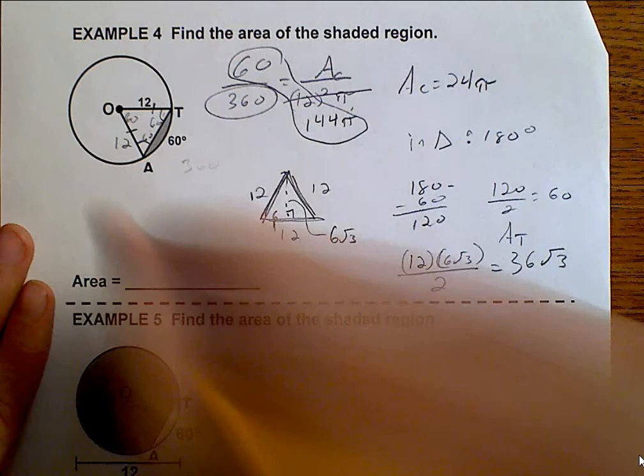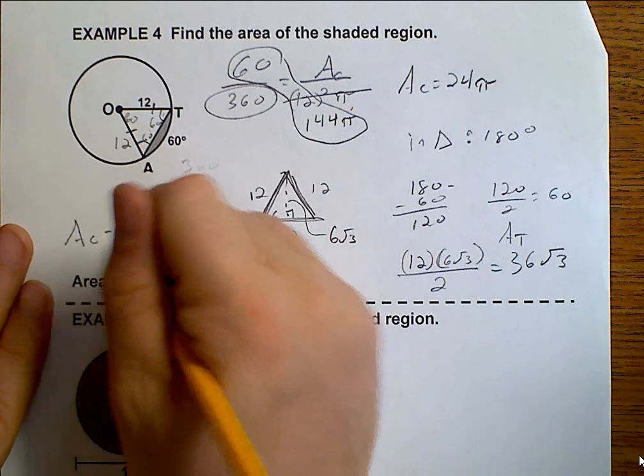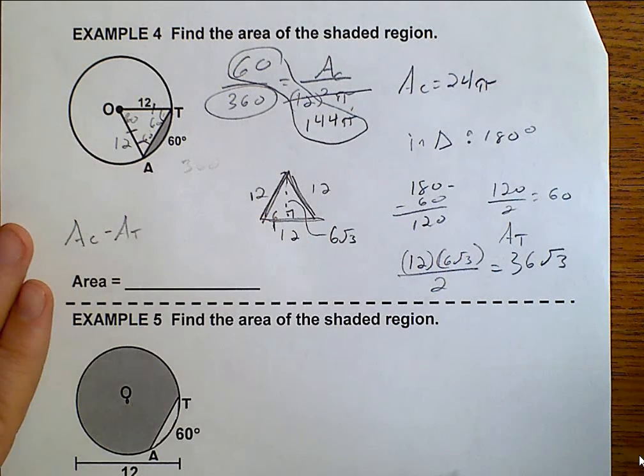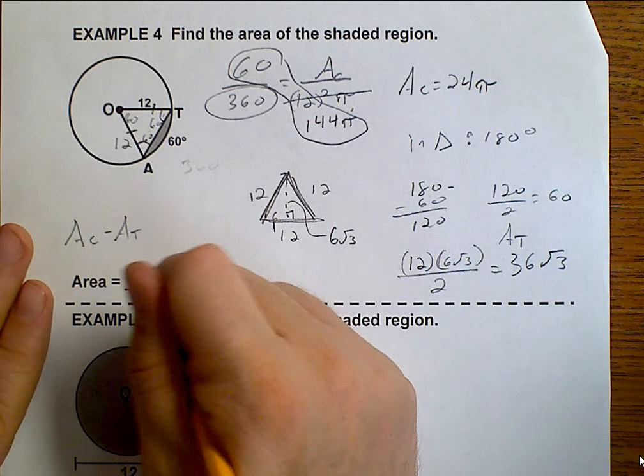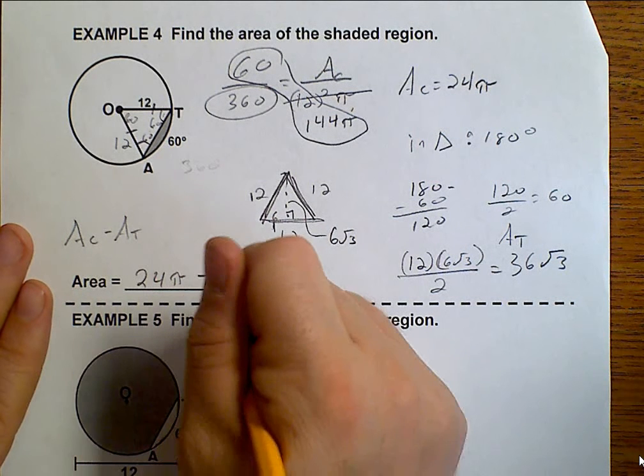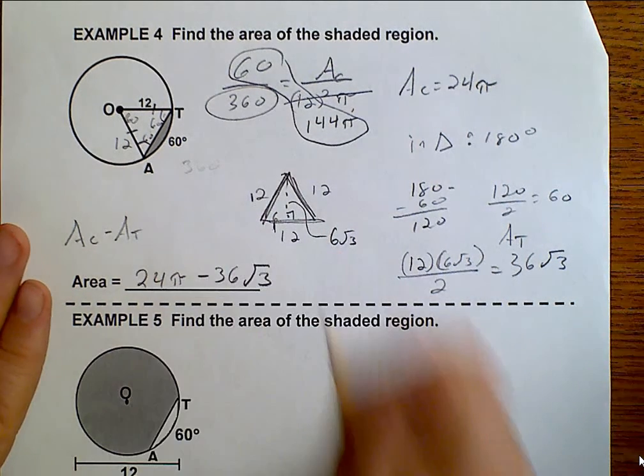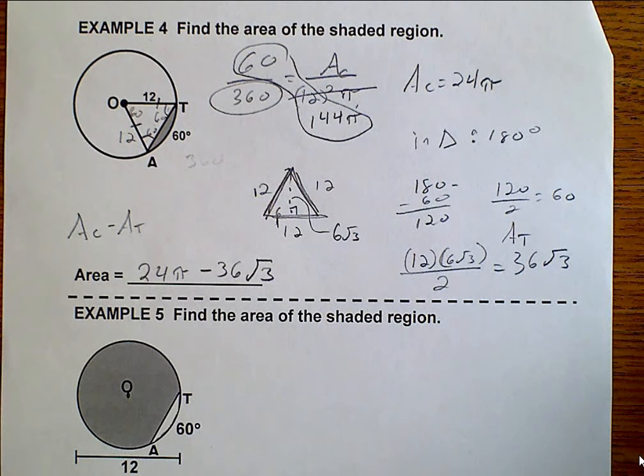Well, simply, I need to do the area of my sector minus area of my triangle. So it is 24 pi minus 36 square root of 3. Let's go ahead and look at example number 5.